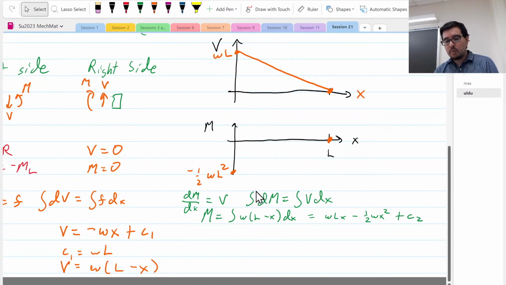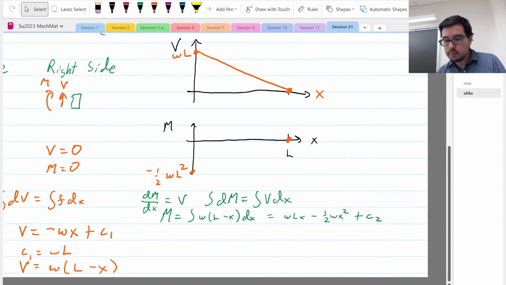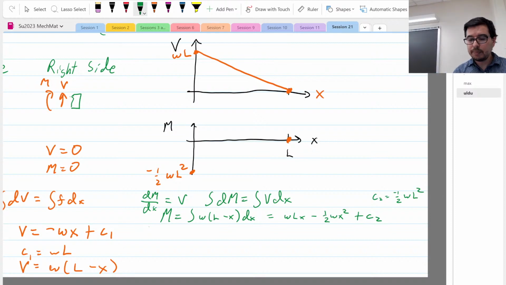Well, there are a couple ways to do this. But again, maybe the easier one is when x is equal to 0, we have that this has got to equal minus 1/2 wL squared. So that means that c2 is like that. So that means that this moment equation is going to be wLx minus 1/2 wx squared minus 1/2 wL squared.